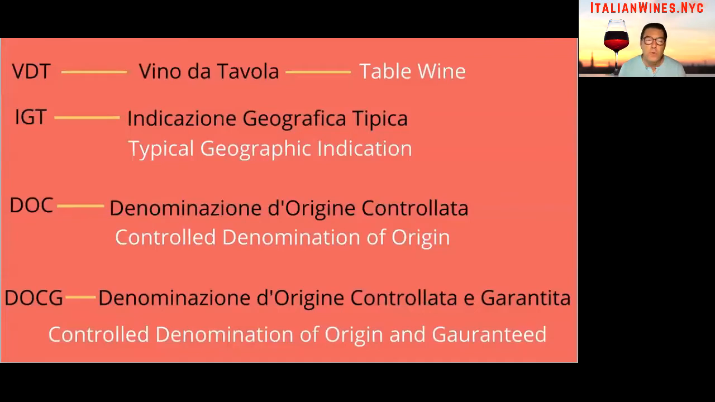On the lowest part of the pyramid, we have the VDT, or vino da tavola, which literally means table wine. Then you have IGT, which in Italy they call indicazione geografica tipica, which means typical geographic indication. Then you have the DOC, which is in Italy denominazione d'origine controllata, which means controlled denomination of origin. And then you have DOCG, which is denominazione d'origine controllata e garantita, controlled denomination of origin and guaranteed.